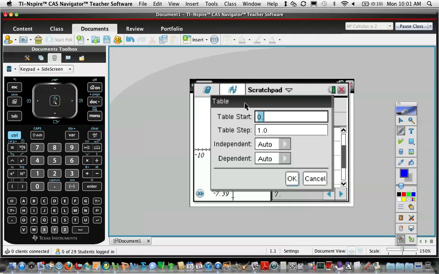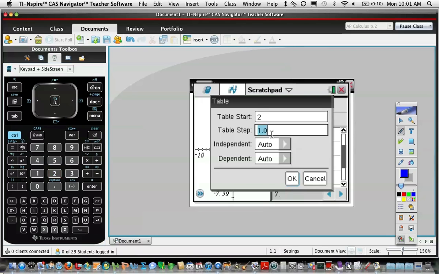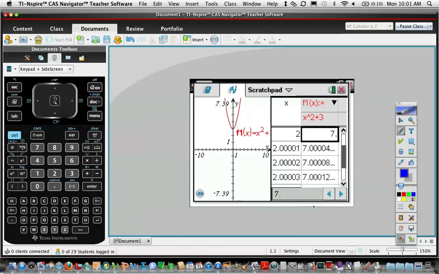Okay? Now, the first two are the only two we care about here in the table settings, where we start and then the table step. Well, usually want to start at what x is approaching, so I want to put that as a 2. Because we're interested in when x is 2. And my table step, I want something really small. Usually 4 zeros and a 1 is pretty good. In other words, we're kind of zooming in is what we're doing. We're getting in really close to 2. And then these you can leave on automatic and then hit OK.